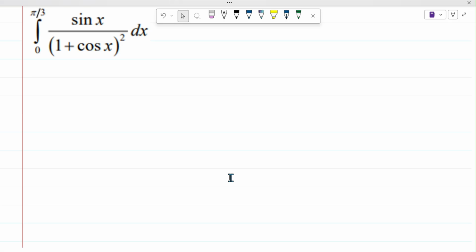Now we're given the integral of sine x over 1 plus cos x, all inside the bracket squared, dx, with upper limit pi over 3 and lower limit 0. So we're required to integrate this.